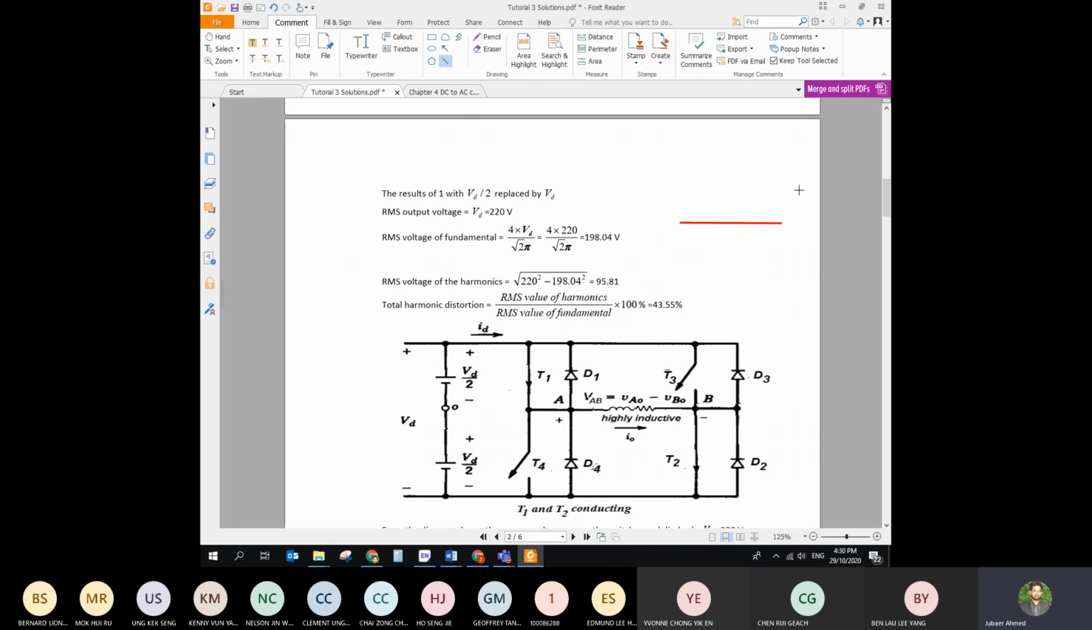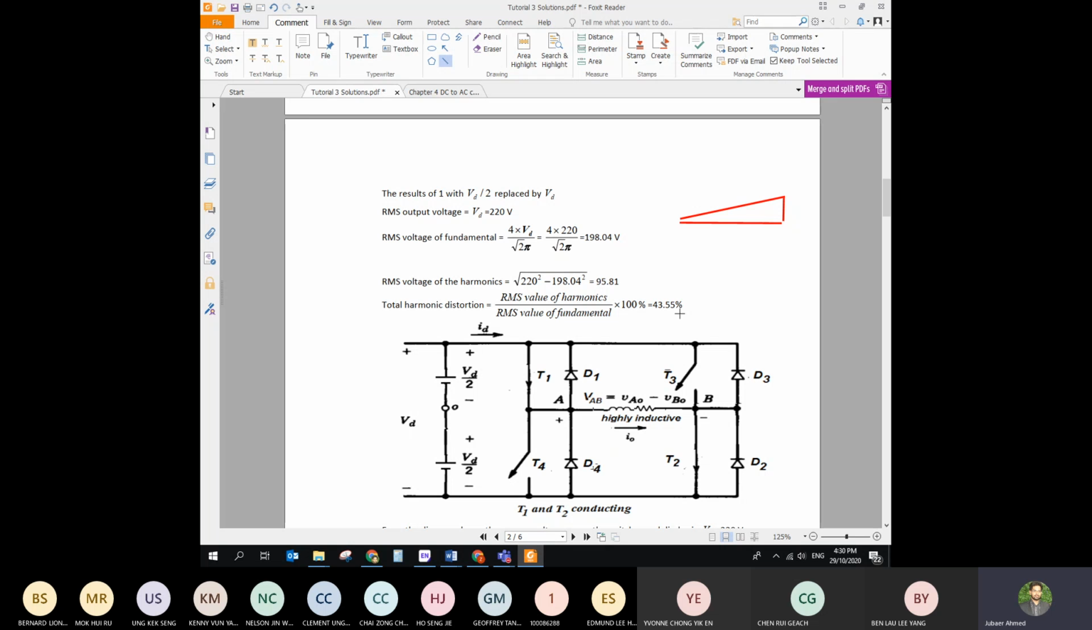Right angle triangle. So not that big. Harmonics are always small. So like that. Okay, so the hypotenuse is going to be your RMS of the output. This is going to be the RMS of the fundamental. This is going to be your RMS of the harmonics. So now you apply the Pythagoras theorem, you can find out the RMS value of the harmonics. Okay, so total harmonic distortion is the RMS value of the harmonics, which is 95.81, divided by the RMS value of the fundamental, which is 198. So which is almost 43.55%.